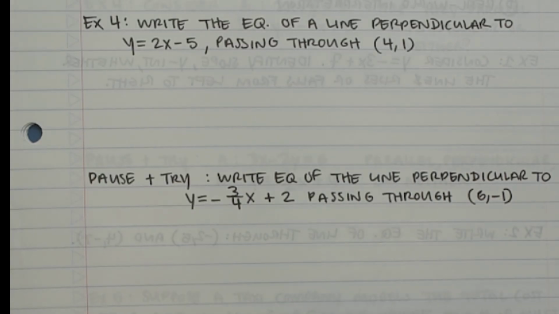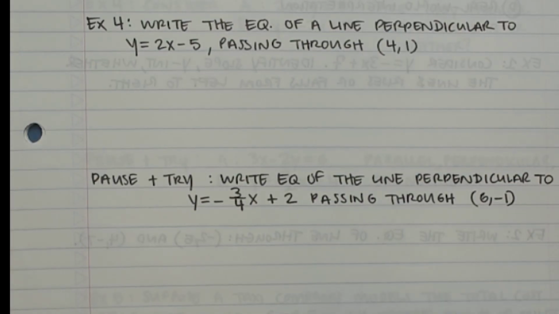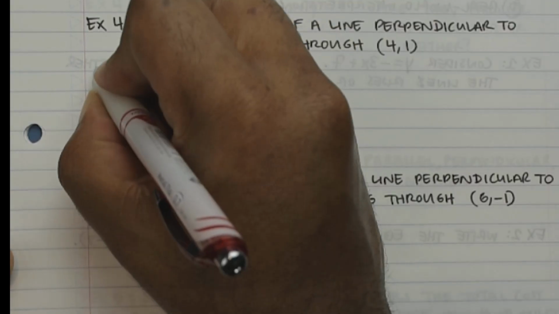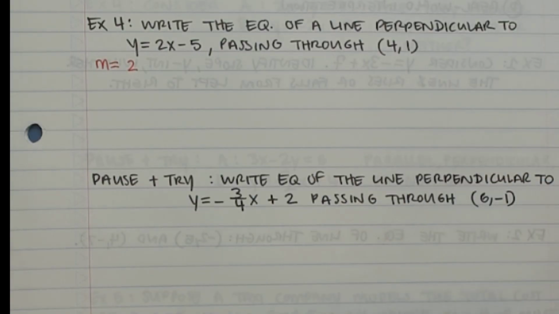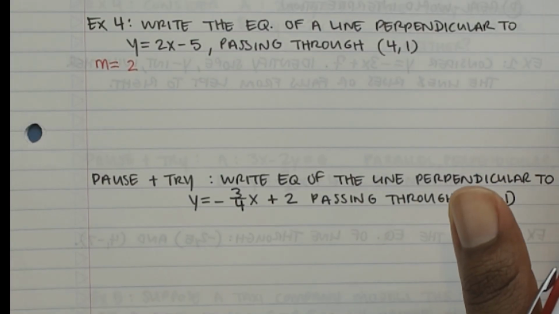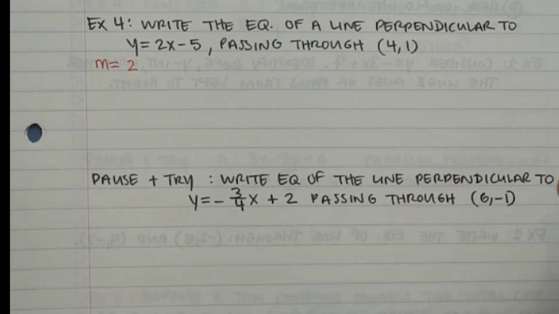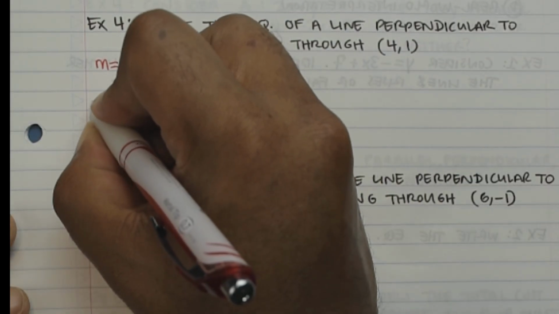Write the equation of a line perpendicular to y equals 2x minus 5 passing through (4, 1). So the original slope is 2, so we have m equals 2. The negative reciprocal is negative 1/2. So the perpendicular slope is m equals negative 1/2.